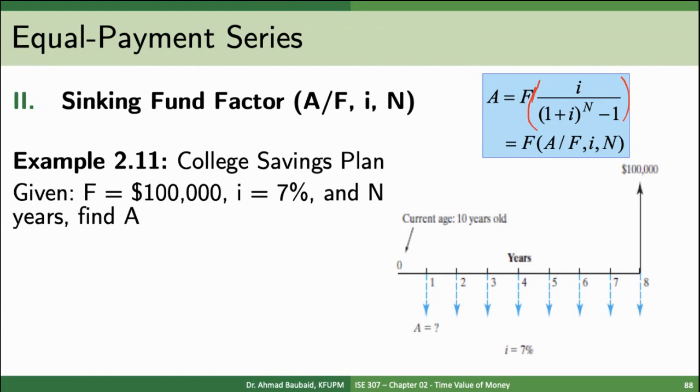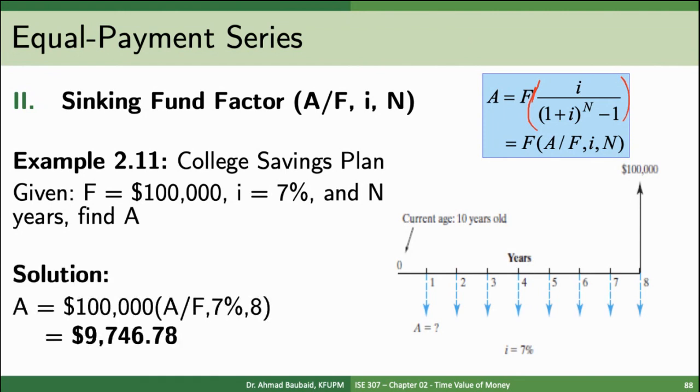And again, here's an example. You're saving for college, and you know how much you should have at the end of 8 years, and you know the interest rate is 7%. If you start saving now, when you're 10 years old, and you want to have enough money when you're 18, so 8 years from now, how much should you set aside each year in order to have this amount? This is just a straightforward application of this formula. We're given F, we're given i, we're given n, and we want to find A.